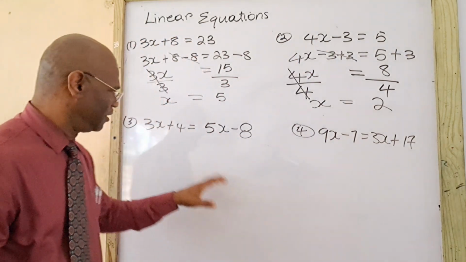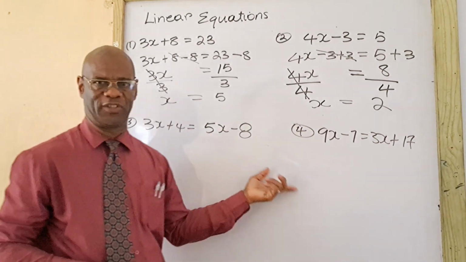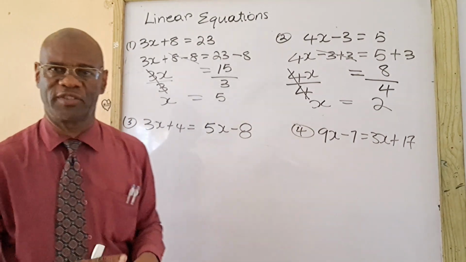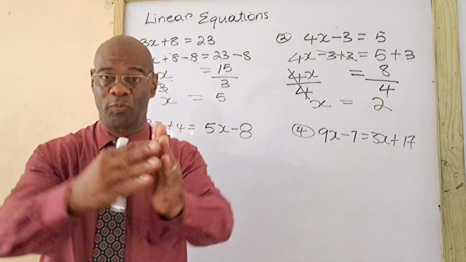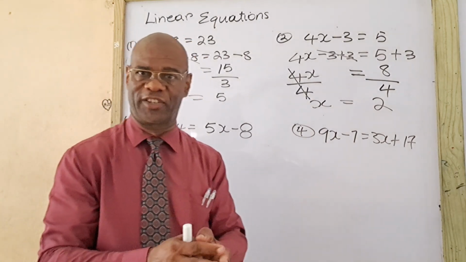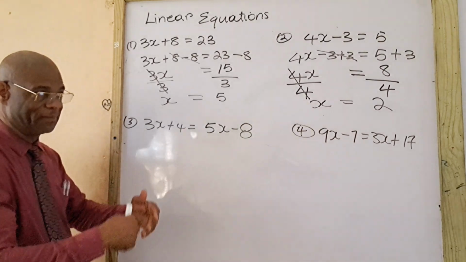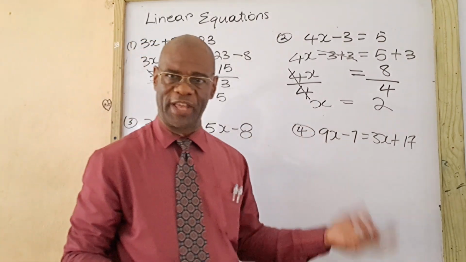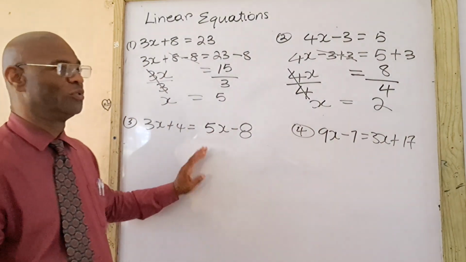Now let's look across here. We have the variables on both sides of the equation. In order for us to solve an equation of this type, we must first group all the like terms. So we are going to gather the like terms together by moving them. And when we move them, we perform the opposite operation to move them, right?